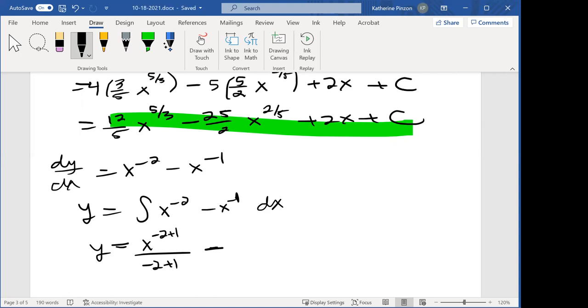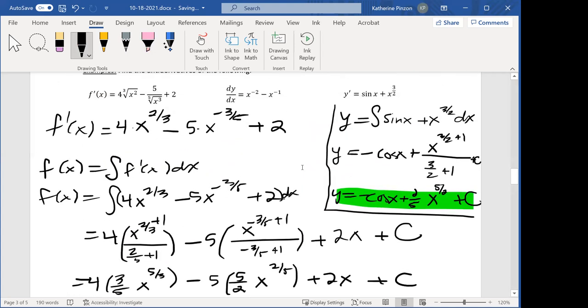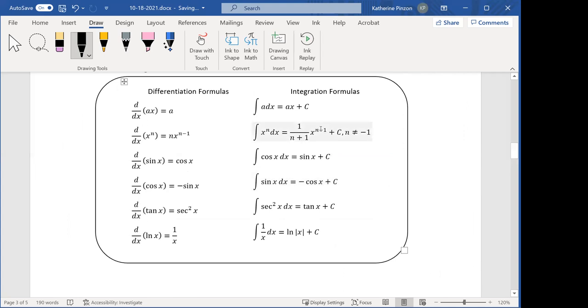No. So x to the -1 must have some other rule, right? x to the -1 is not the power rule. Be on the lookout for x to the -1. You cannot use the power rule on x to the -1. Let's scroll back up to our chart. Do any of these in this integration formula list look like x to the -1? This one. 1 over x is the same as what? x to the -1, right? This is the same as x to the -1 dx.